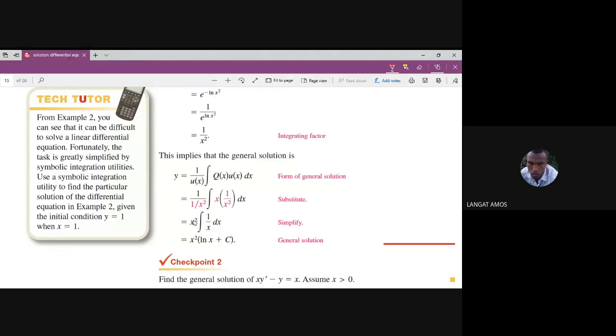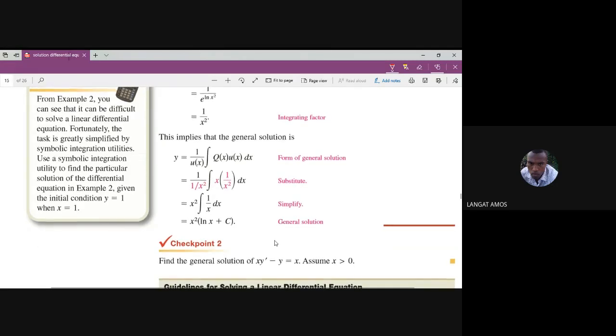When you integrate it, it becomes ln x plus c. And then x square times ln x plus c is the general solution. Hope everyone has understood that.